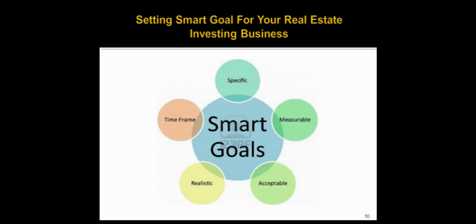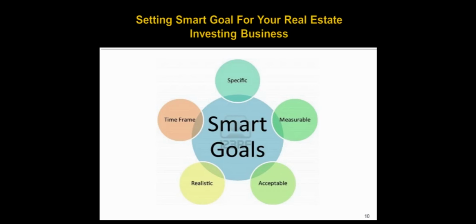Realistic means you don't want to set a goal that you yourself know you're not going to be able to achieve anytime soon. You don't want to set up a goal such as I want to make $10 million in 2 years. You may not have the capability to do so in 2 years. So you want your goals to be very specific.